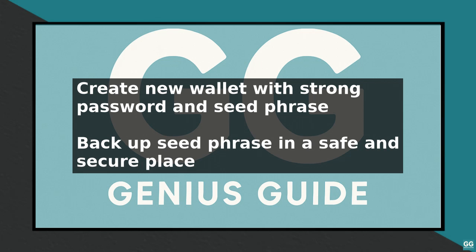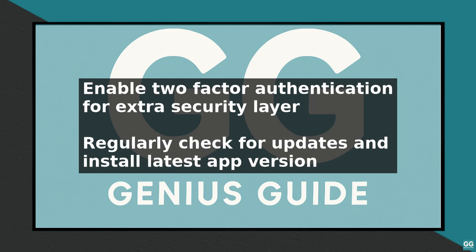To monitor your installation, regularly check for updates and install the latest version of the Trust Wallet app to ensure you have the latest security patches and features. It is also essential to enable two-factor authentication to add an extra layer of security to your wallet. You can do this by going to the Settings menu and following the prompts to set up 2FA.